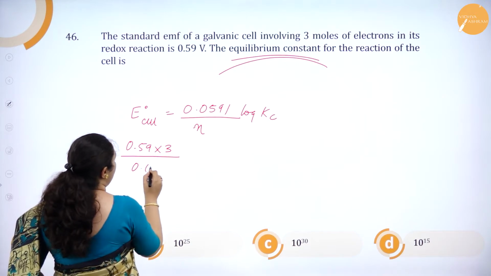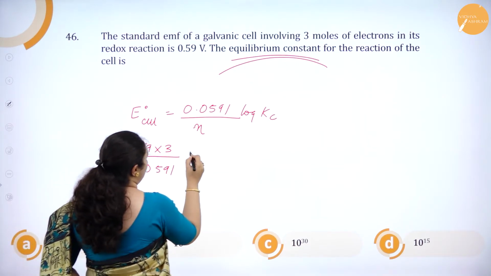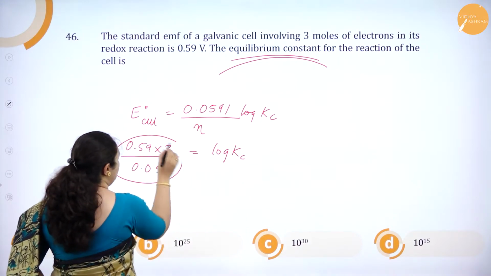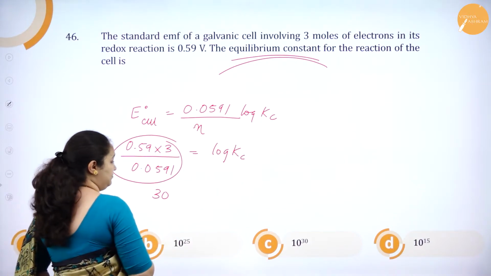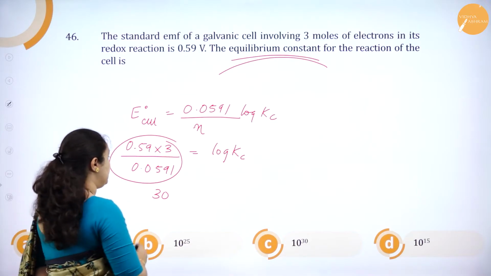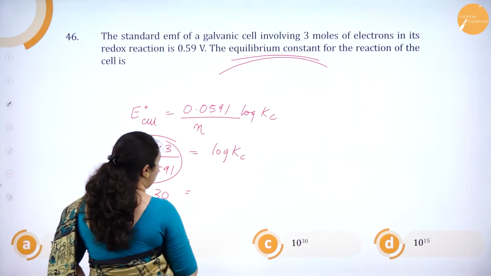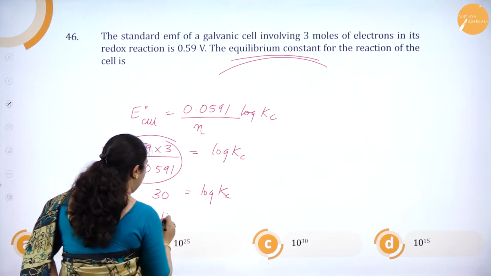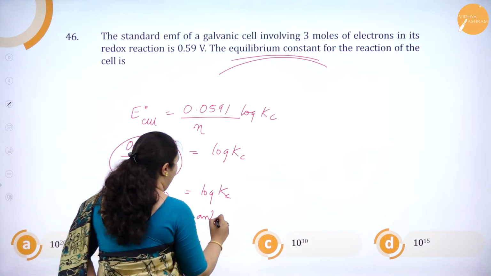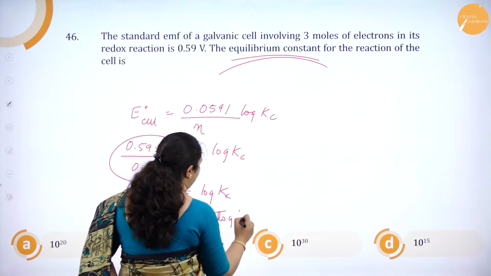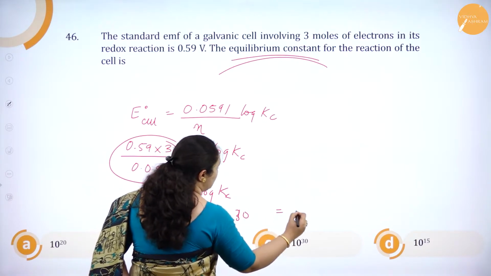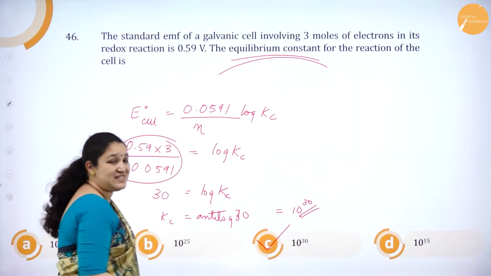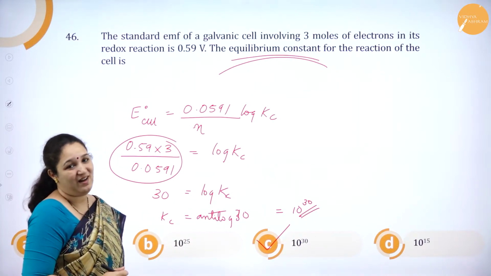Divide by 0.0591 is equal to log Kc. So if I solve this, I am going to get it as 30. Correct? Yes. So 30 is equal to log Kc, or Kc is equal to antilog of 30, which is equal to 10 to the power 30. So option C is the right answer.